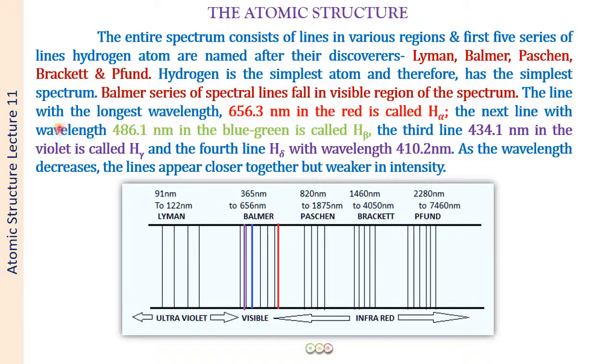The next line has a wavelength of 486.1 nanometer, this is in the blue-green area, and this is called H beta. The third line, the violet line, is in the region of what wavelength? 434.1 nanometer, and this is violet and it is called H gamma. The fourth is H delta with the wavelength 410.2 nanometer. And as the wavelength decreases, what you will find is that these lines come closer together, but they become weaker in intensity, right?